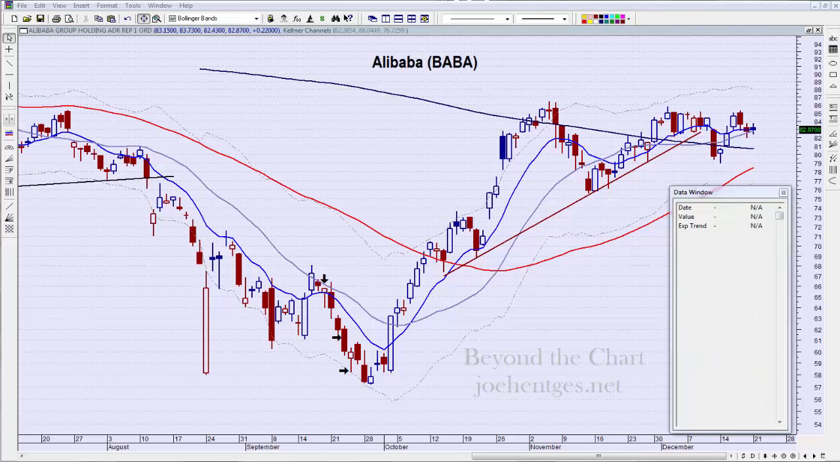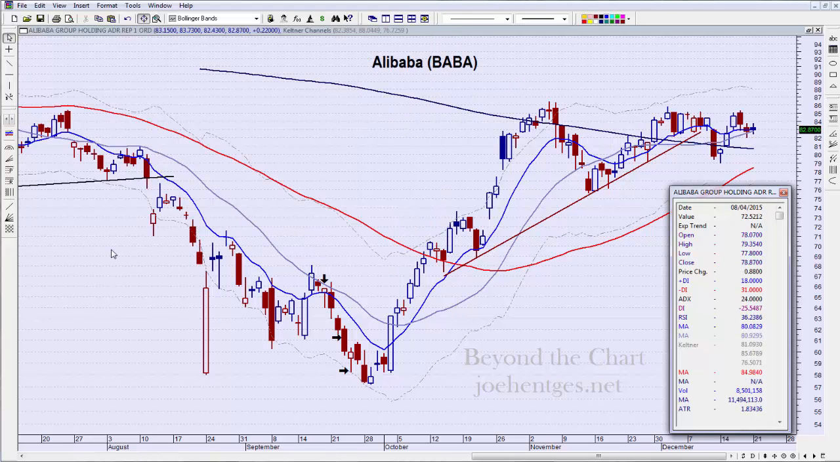All right, let's take a look here. This is Alibaba, and this is what we're looking at. This piece right in here. Alibaba had been trending down. This is a 233-day, the 55, the 21.